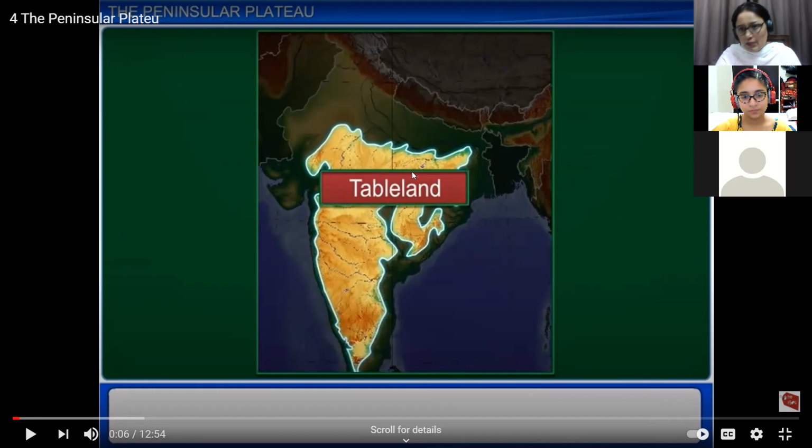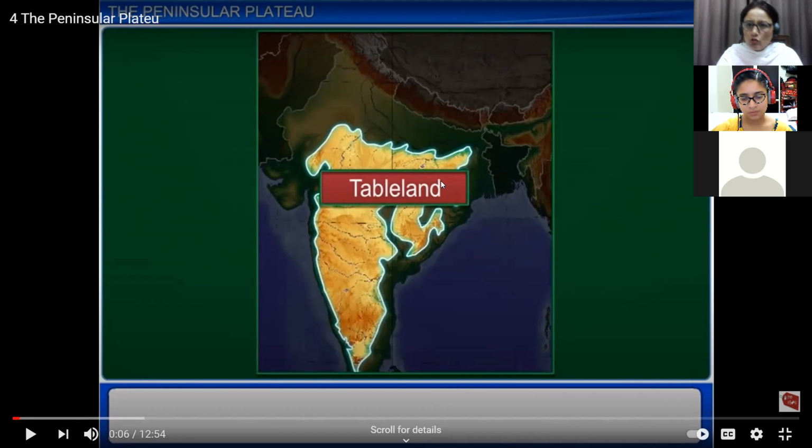So let's talk about Central Highland first of all. Central Highland is further divided into two major areas. Here we have the Malwa Plateau, right? And on the eastern side we have the Chota Nagpur Plateau. This also we have discussed.